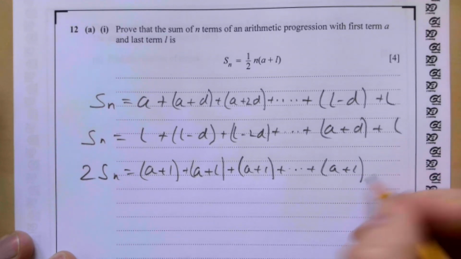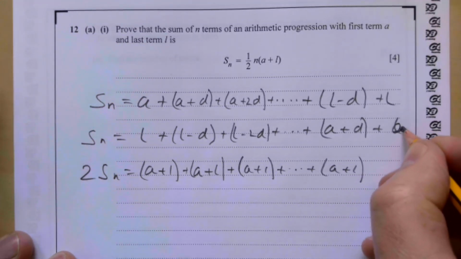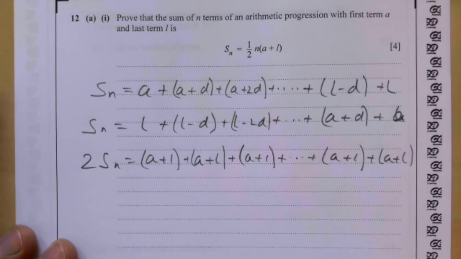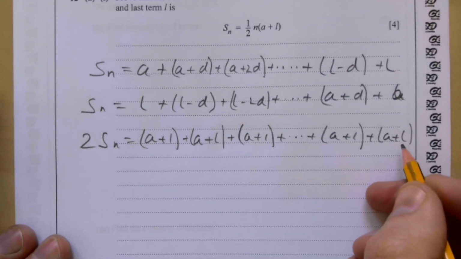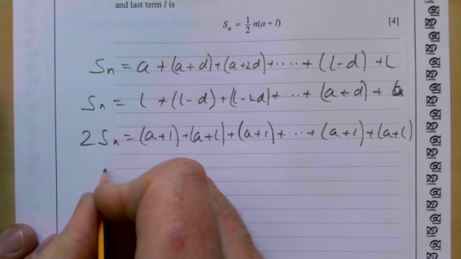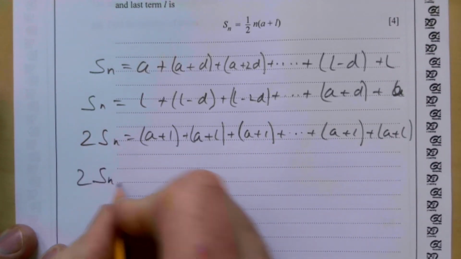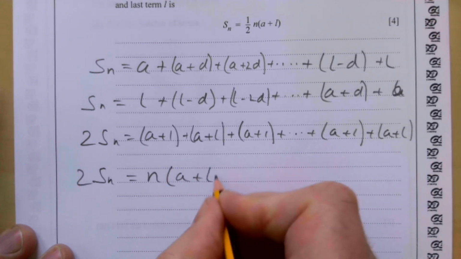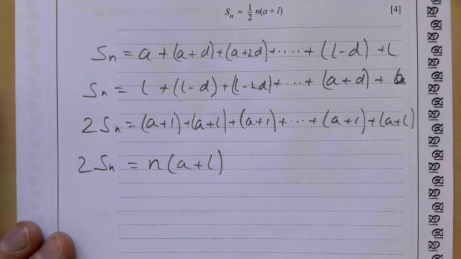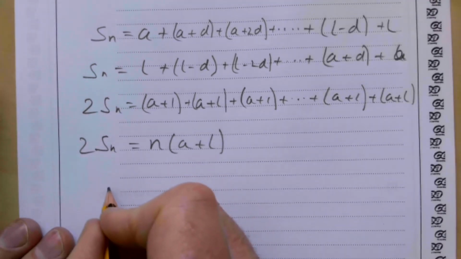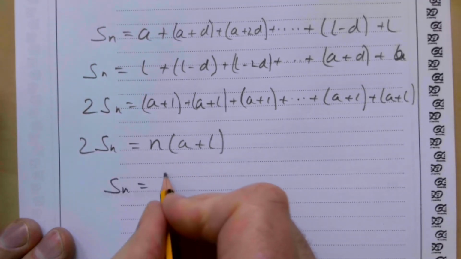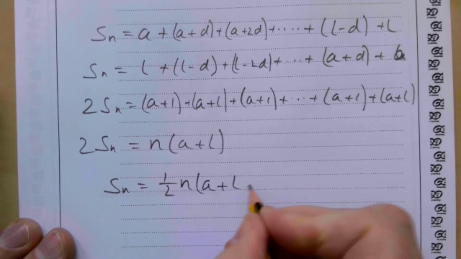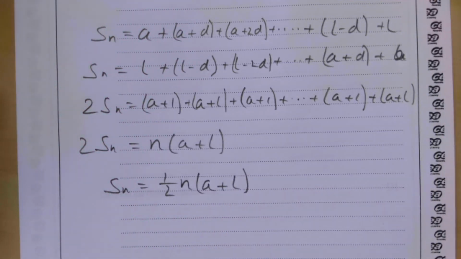A plus l, sorry, that final one should be an a, of course. A plus l. So how many of these do I have? There are n of them, of course. So it's 2 s of n equals n times a plus l. So that means s of n equals half of n upon a plus l.